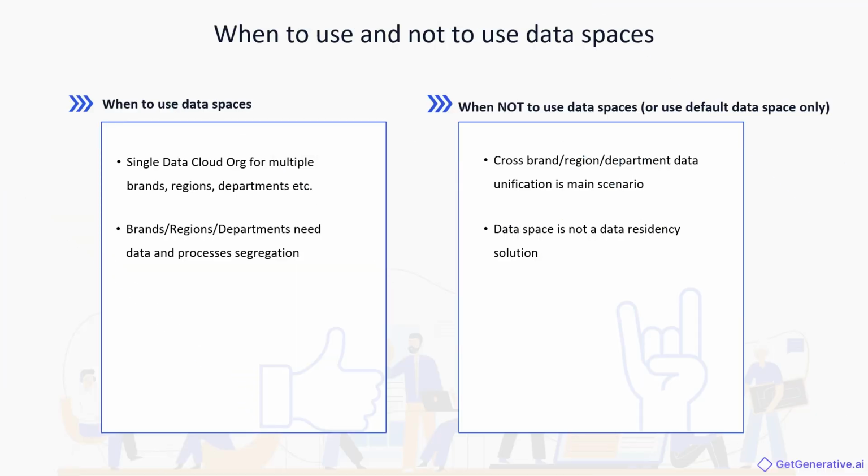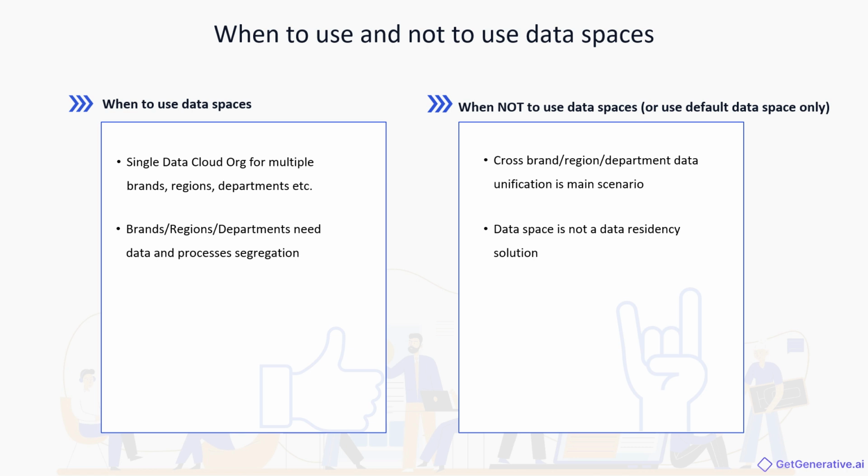When to use and when not to use a data space. Now, use a data space when you have a single Data Cloud org for multiple brands, multiple regions, and multiple departments. That is an obvious scenario where you want to segregate the data, metadata, and processes for multiple brands, regions, and departments. Using data spaces makes sense. Brands, regions, departments need data and process segregation.